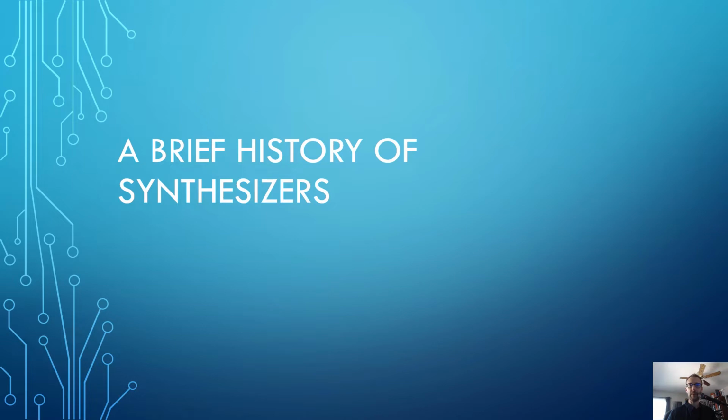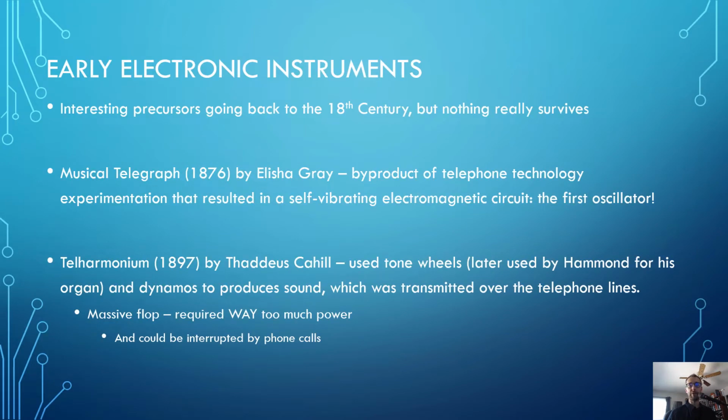Let's start out. Before the synth, we have some really interesting precursors dating back to the 18th century when people started to experiment with electricity and things like the Helmholtz resonator. But aside from the Helmholtz resonator, nothing really survives. Jumping ahead to the end of the 19th century, in 1876, we have the musical telegraph created by Elisha Gray as a byproduct of telephone technology experimentation. It was essentially creating the first electromagnetic circuit that would create regular vibrations. This is the oscillator, the core of any synthesizer.